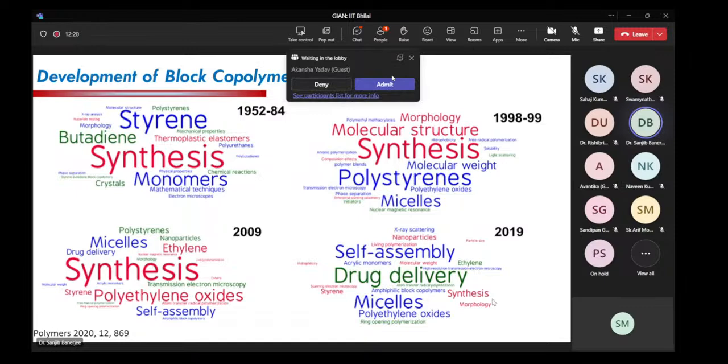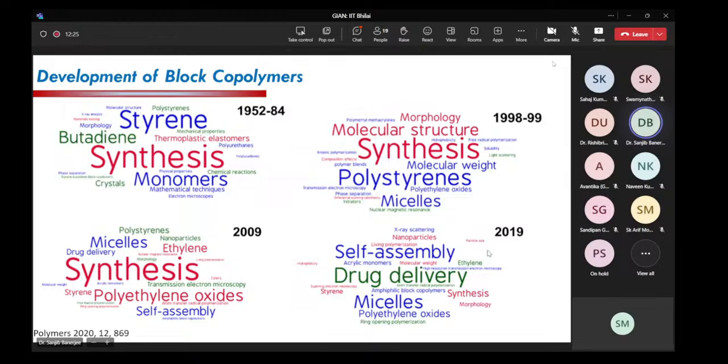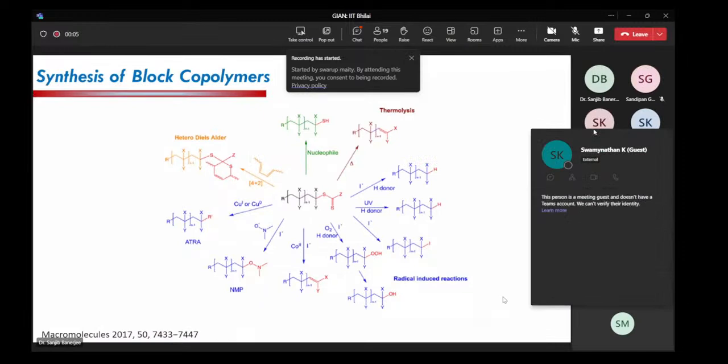People tried to synthesize many block copolymers based on styrene, butadiene. In one of the lectures, at the end part of this, I will explain what are the uses of this kind of materials. They synthesized styrene, butadiene, and many other things. In the second phase, 1988 to 1999, people got to know how to use micelles for drug delivery and different applications. So they prepared molecules which can lead to micellization. I want you to have a close look on this slide, and I will discuss what is going on.